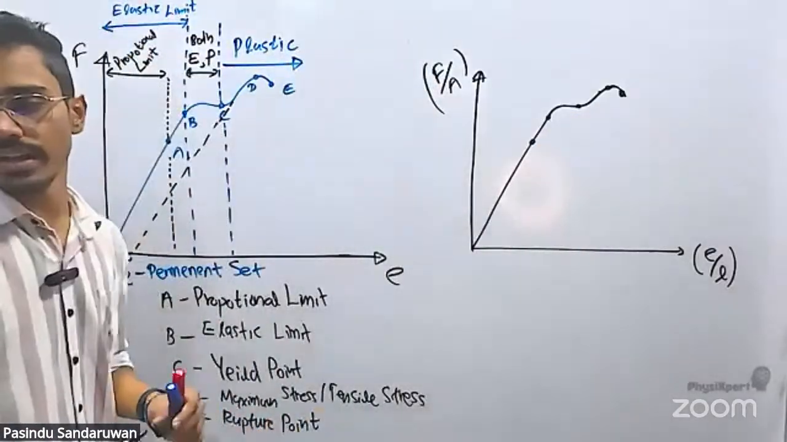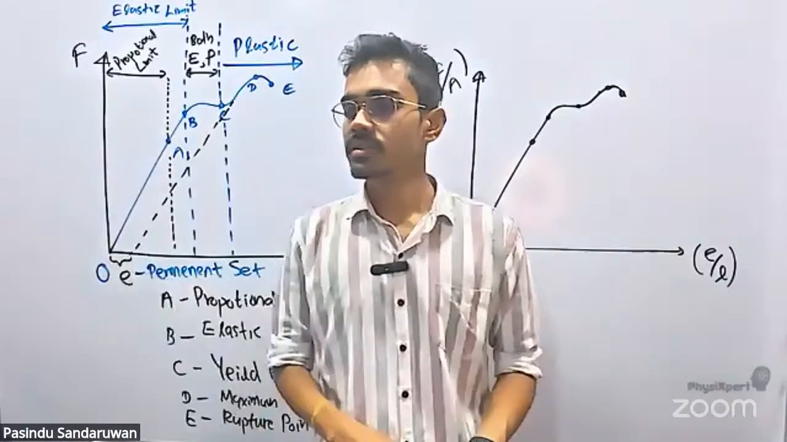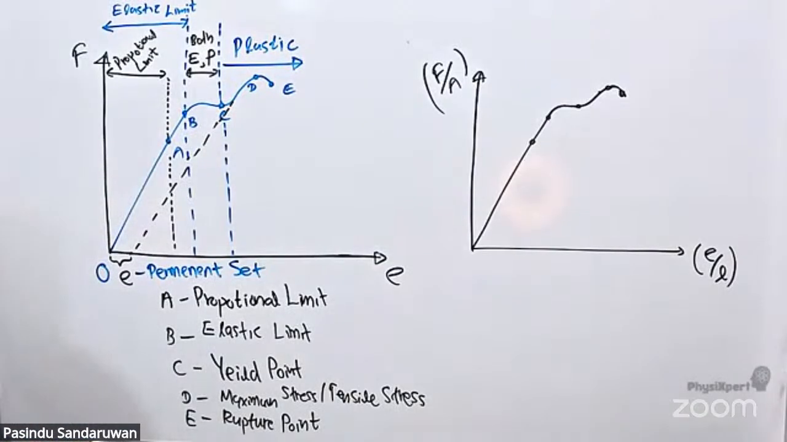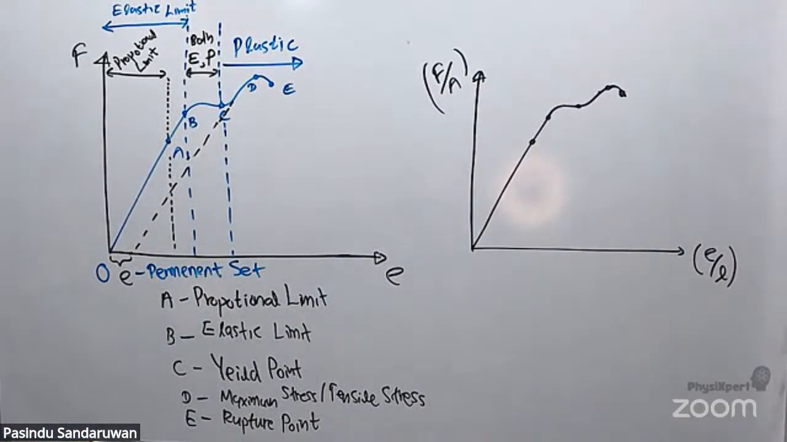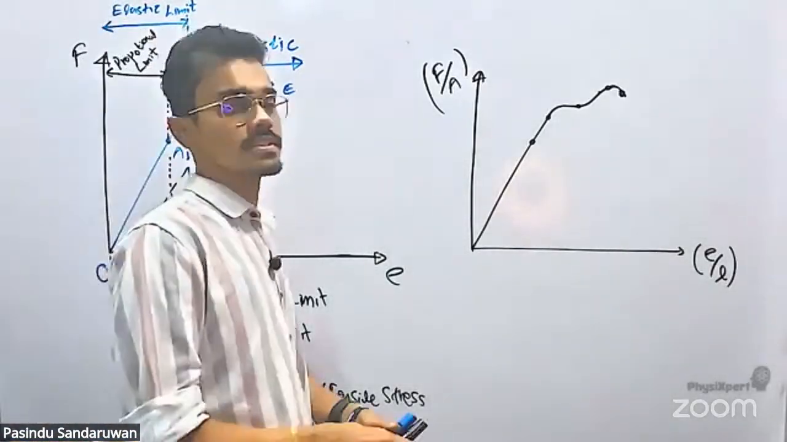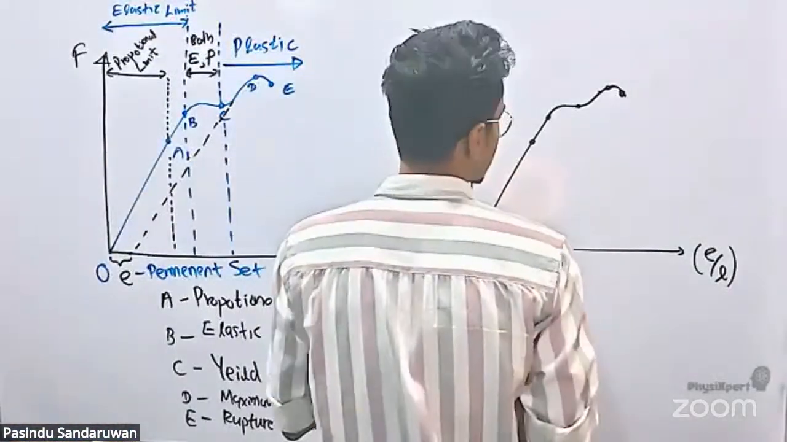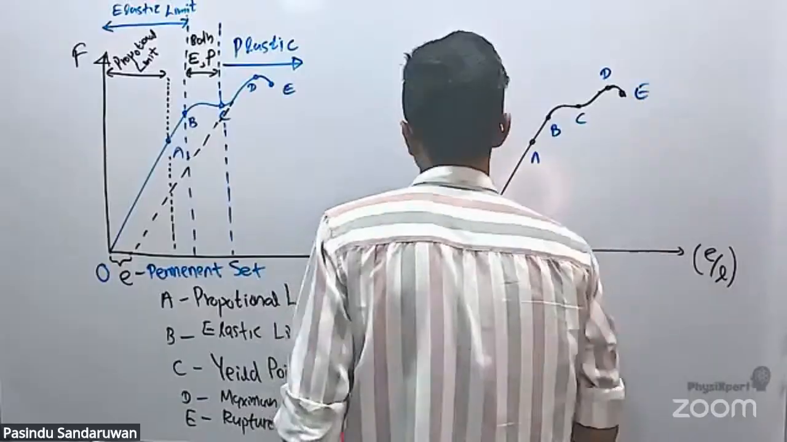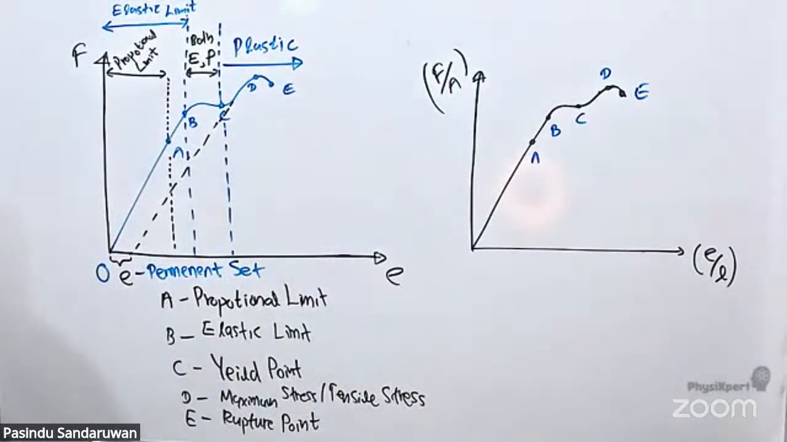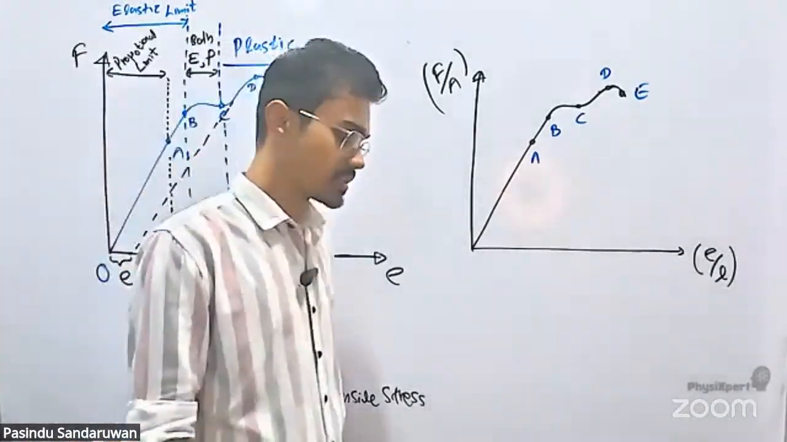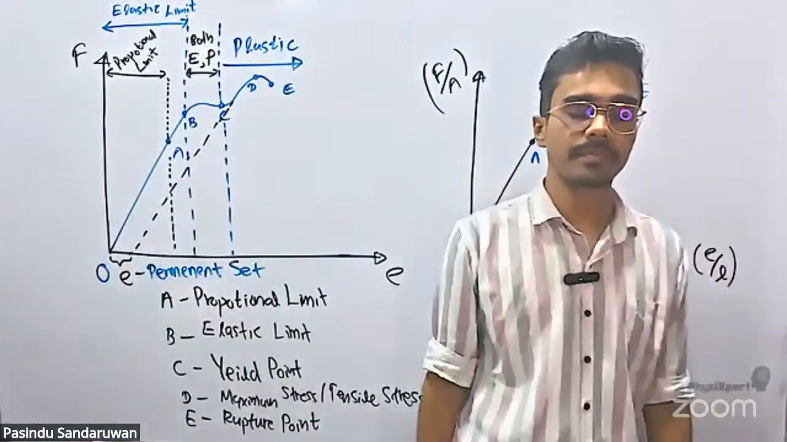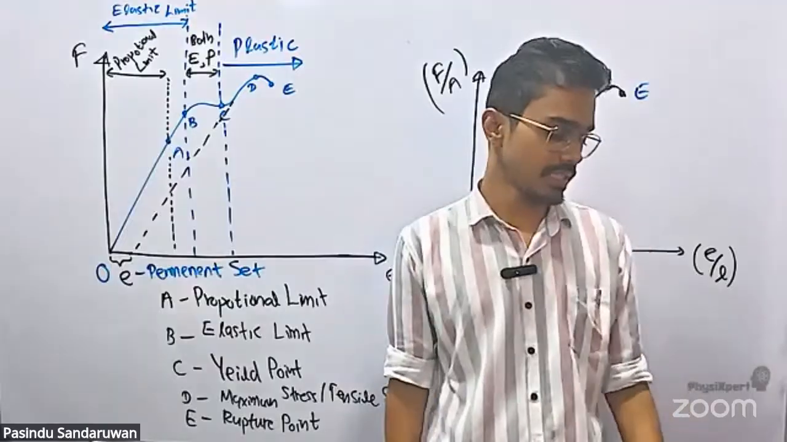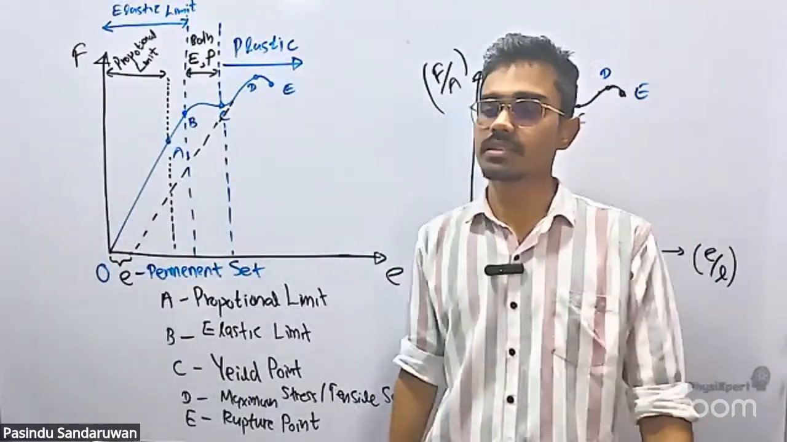Okay, write down below as a point. If the graph is a plot between stress and strain, the shape remains exactly the same.